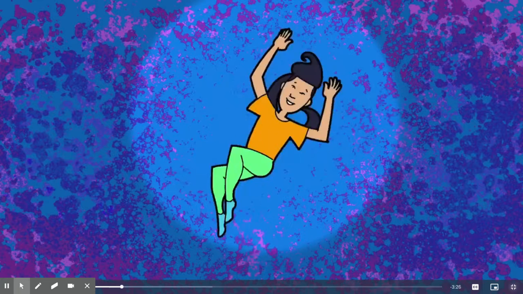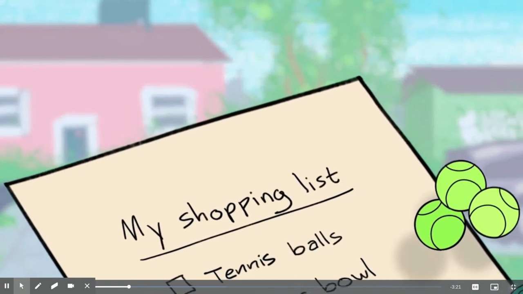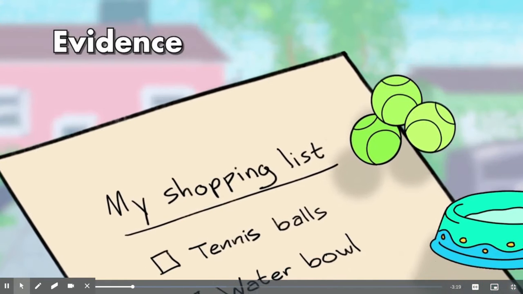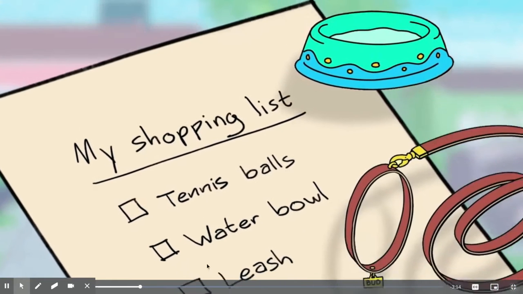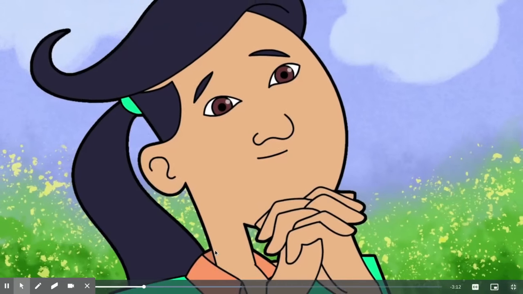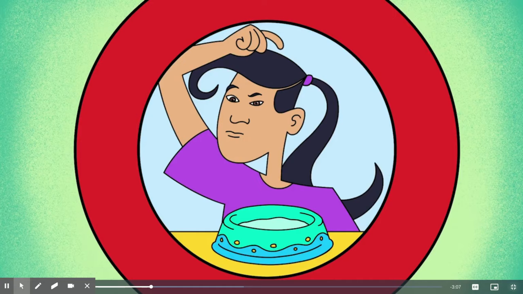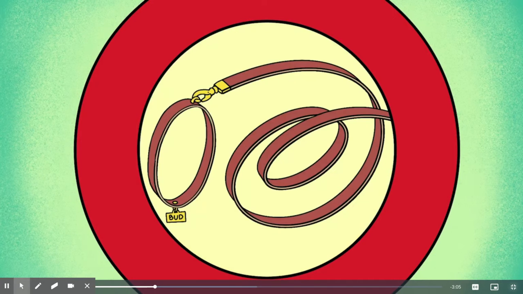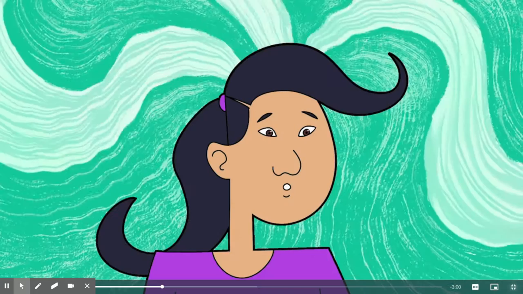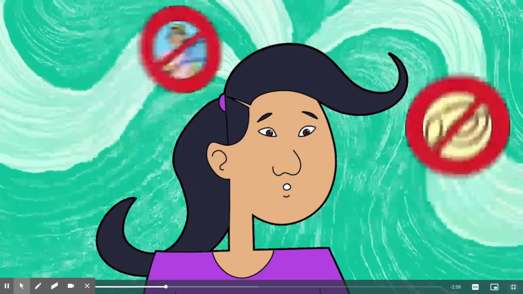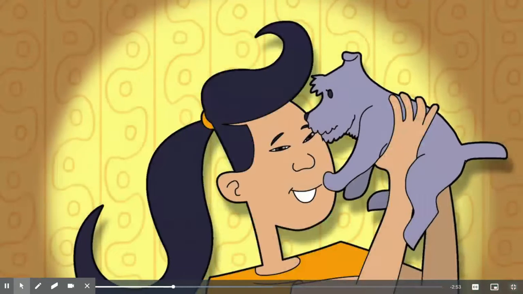That was an inference. Your mom didn't tell you that you're getting a dog. Instead, you took the evidence that you could see, a shopping list with dog-related items on it. Then you added that to what you knew. You've been begging for a dog. No one in your family plays tennis, or drinks water from a bowl, or walks on a leash. You put those things together to draw a conclusion. You inferred that your mom had finally caved and was about to give you the best present of your life.